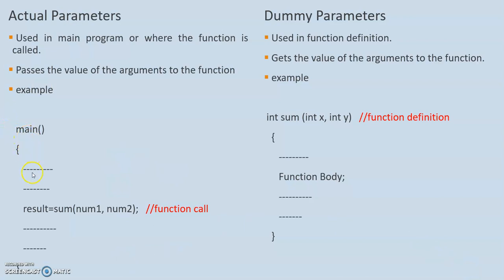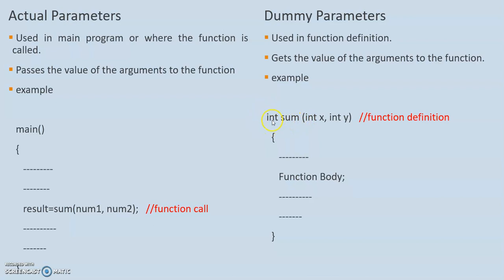Main, assuming that there are a few statements written, and with that result is equal to sum(num1, num2). Now here is where we have called the function. So this num1 and num2 are the parameters called the actual parameters. Where are they going to go? They are calling a function definition. Where is the execution control going to move? It is over here, where the definition is written for the function.